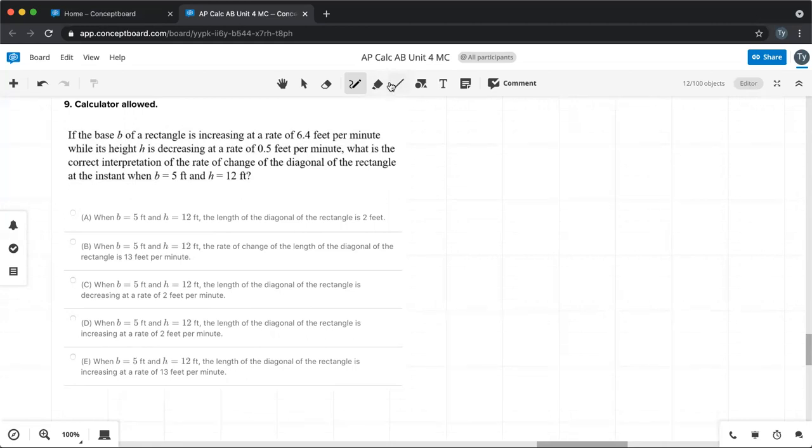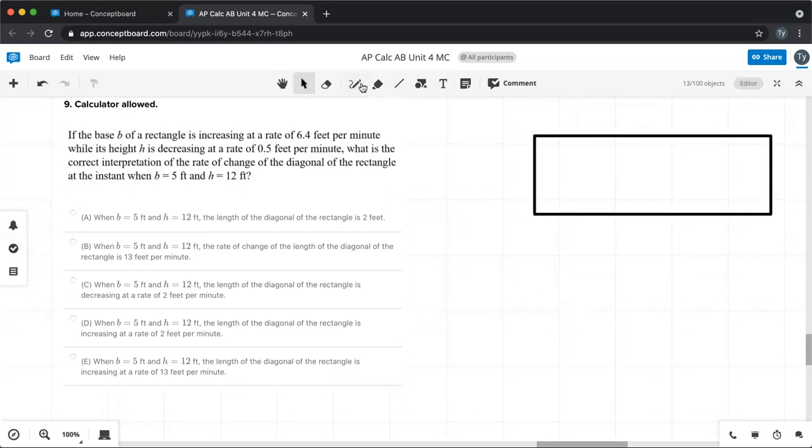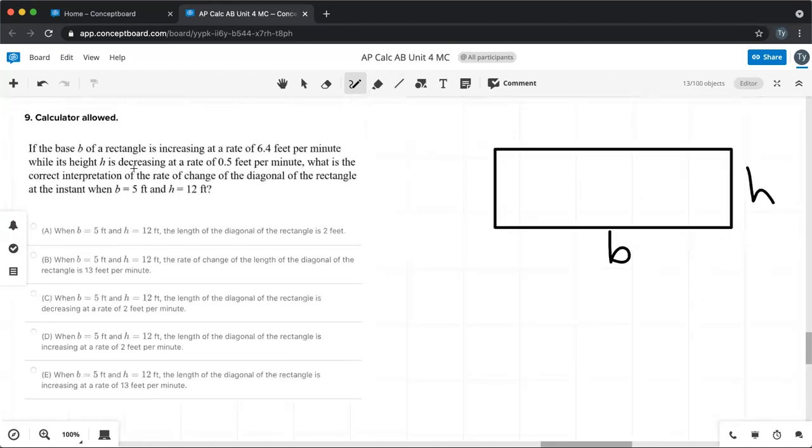First of all, we're dealing with a rectangle. Let me draw a rectangle. Can you believe I freehanded that? All right. The base of this rectangle, we're going to call B. The height, we're going to call H. This is how I approach every single word problem. I break it down into little pieces so that it's not just an onslaught of text that I have to deal with. We are looking at rates.